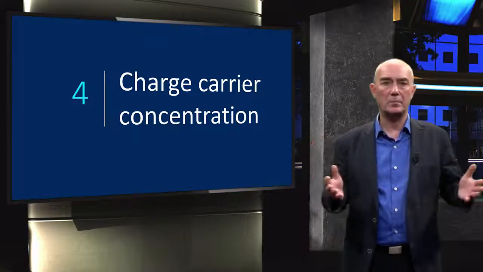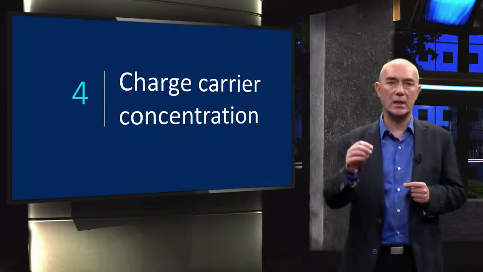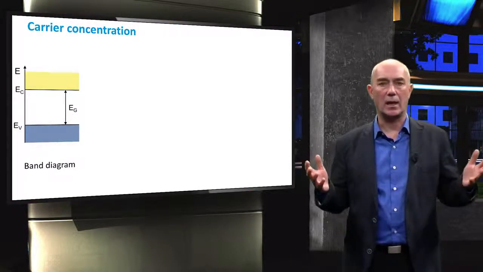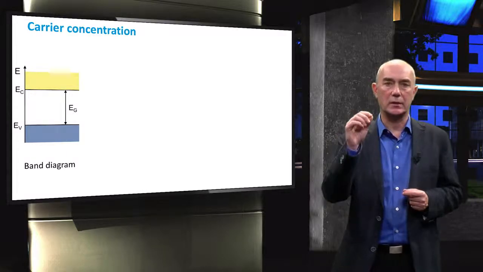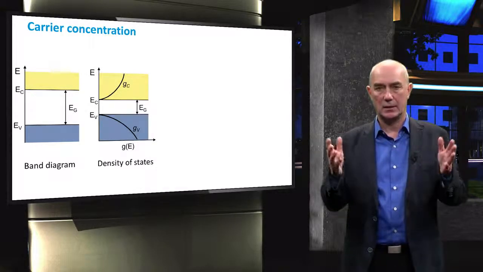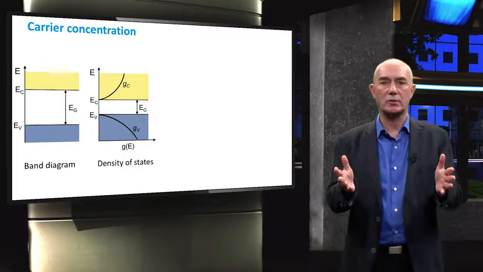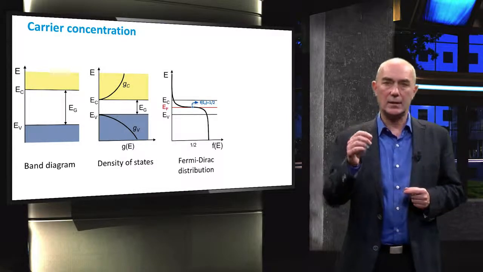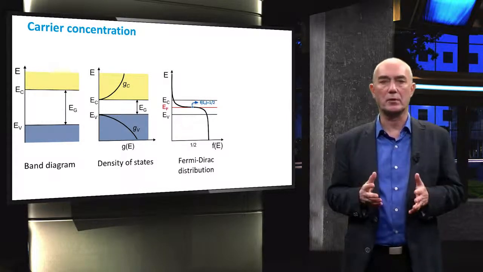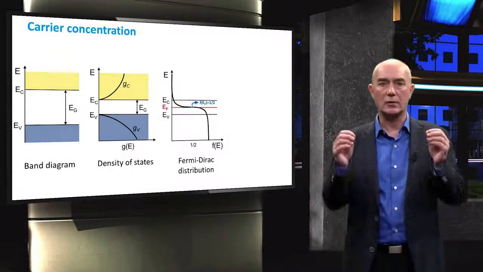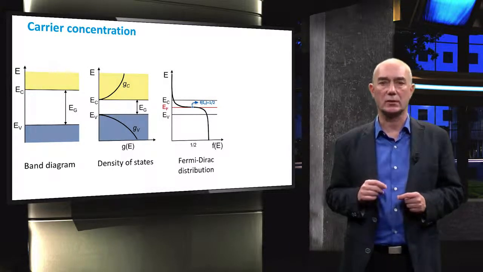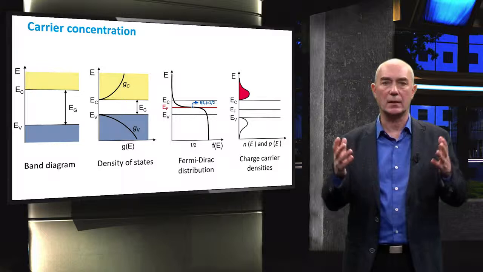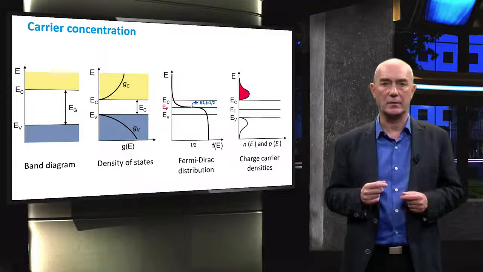We have now defined all the parameters necessary to determine the charge carrier concentrations in thermal equilibrium. Let's recap. Firstly, we understood the energy band diagrams. Then we defined the density of states function to describe all allowed states in our band diagram. The next step has been to look at the occupation of these states. For this, we introduced the Fermi-Dirac distribution function. Now the last step is to determine the charge carrier densities in the conduction and valence bands.